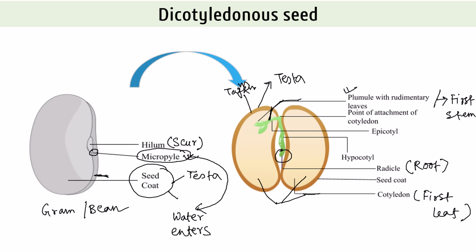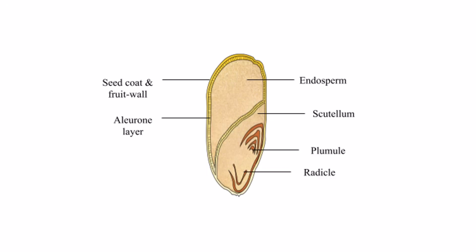The epicotyle is the portion of the axis above the cotyledon, and below the cotyledon is called the hypocotyle. So this is the full overview of a dicotyledonous seed.